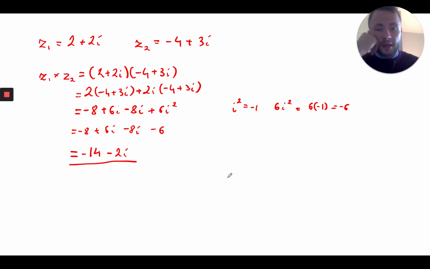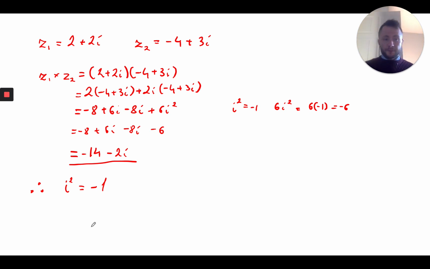Again, to multiply complex numbers, we multiply the first by the second, and this is the key thing for multiplication of complex numbers: we remember that i squared equals minus 1, and wherever we see i squared we replace it with minus 1, and through that we get to the result of our multiplication.